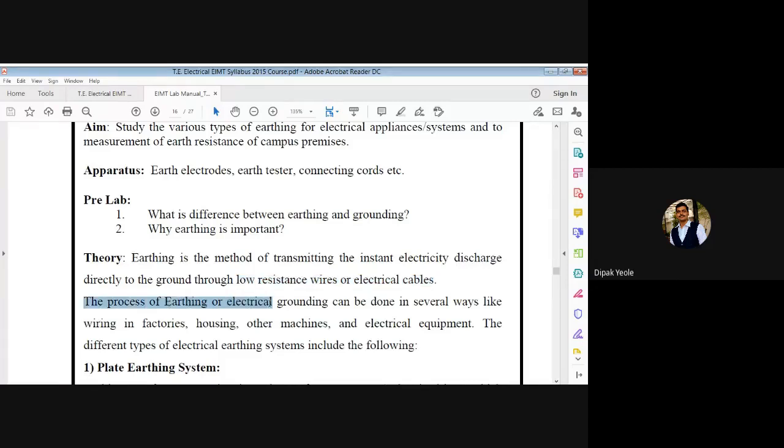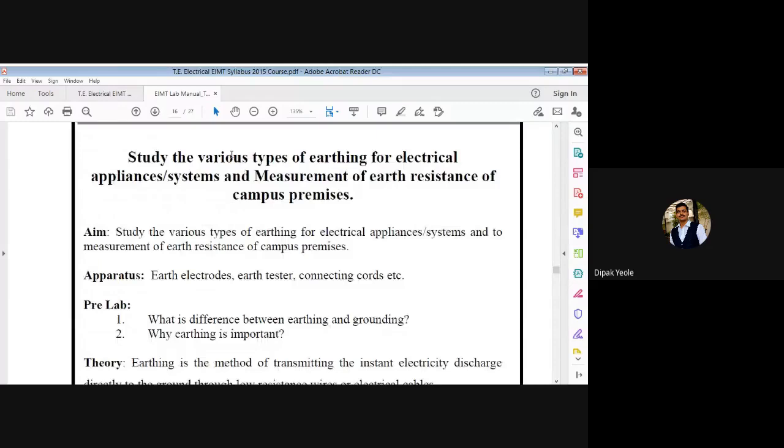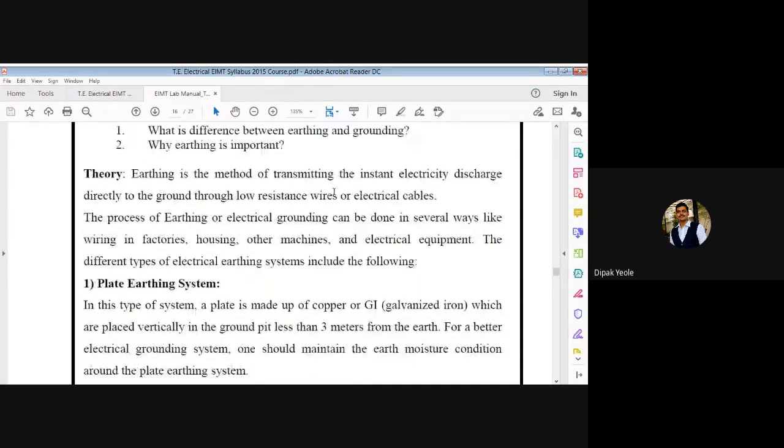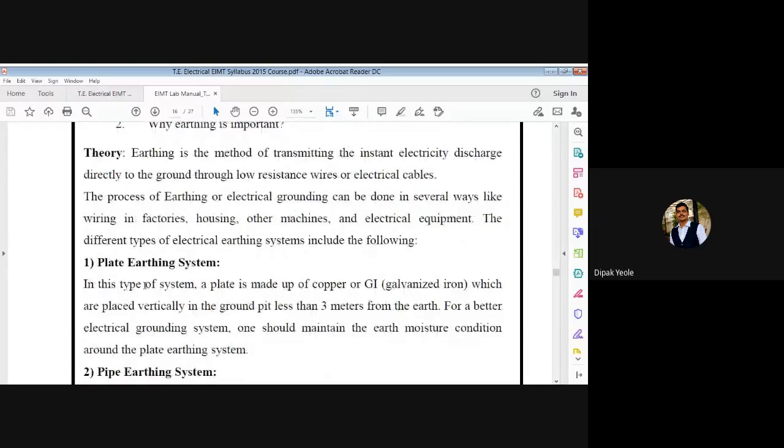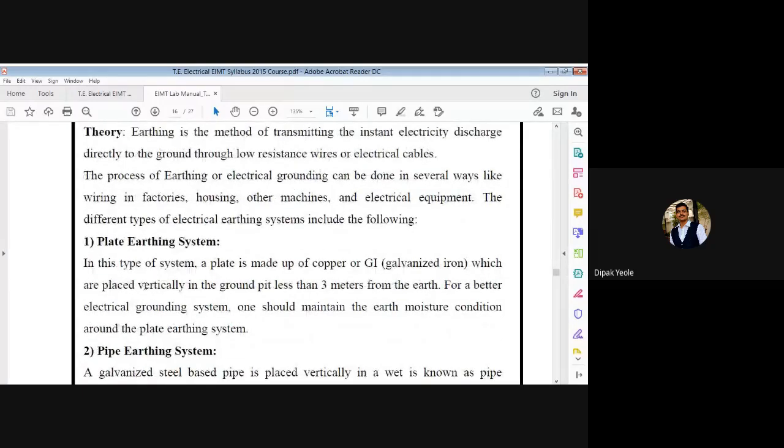The process of earthing or electrical grounding can be done in several ways, like wiring in factories, housing, other machines, and electrical equipment. The different types of electrical earthing systems include the following. Now we are interested in the types. There are plate earthing and pipe earthing, which we have already discussed in unit number 2B.